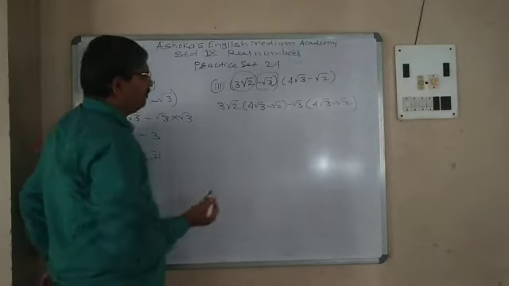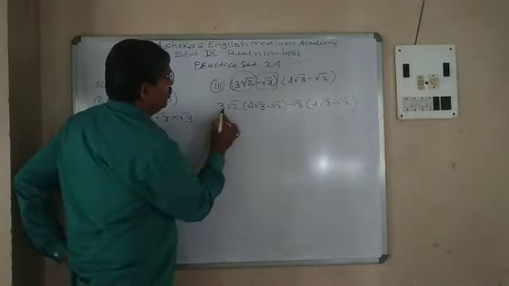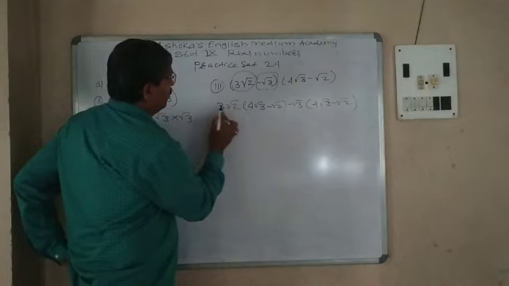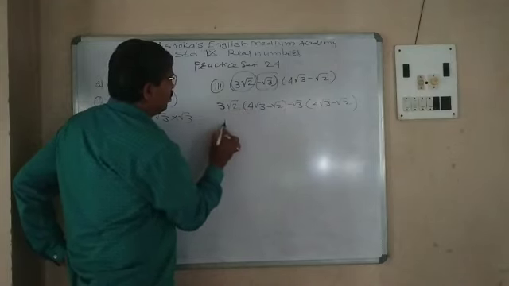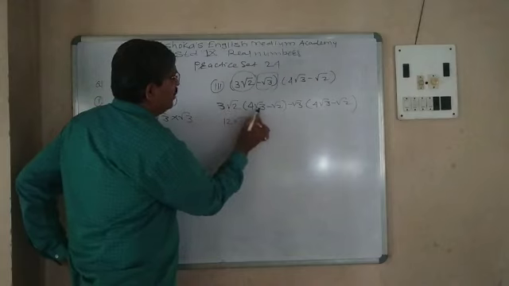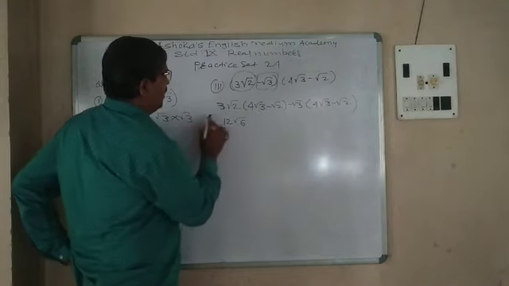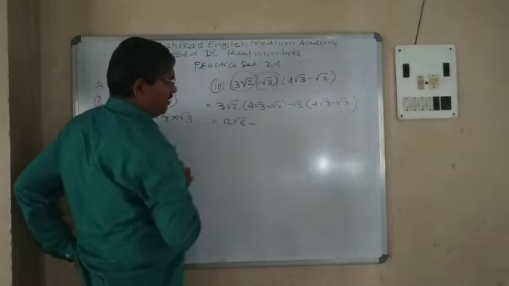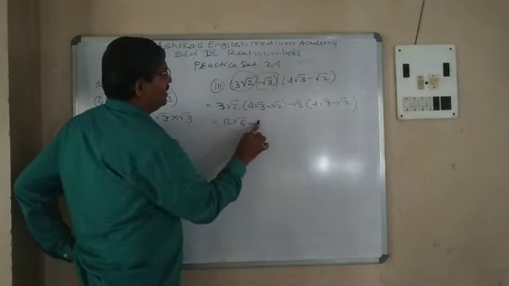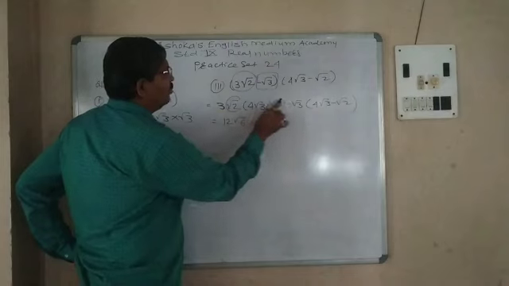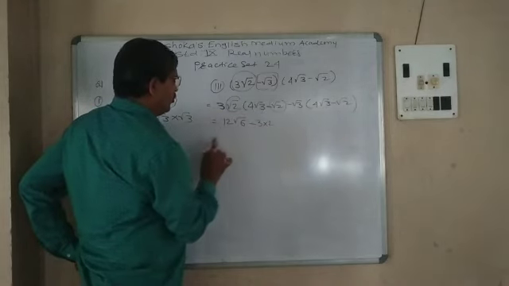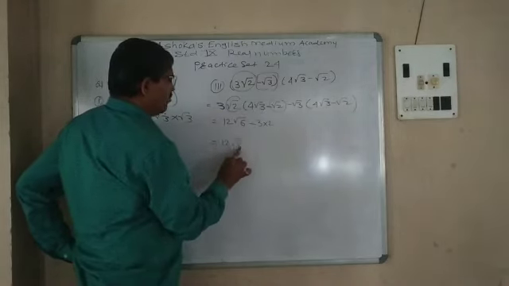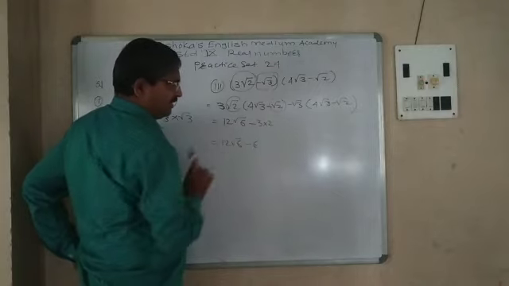Okay, what will happen now? 3 root 2 into 4 root 3. This 3 into 4 means 12. And root 2 into root 3 means root 6 will come. Now here it is minus sign, so I am keeping the minus sign. This 3 as it is. And root 3 into root 3 means only 3. Means 12 under root 6. 3 2s are 6, minus 6.